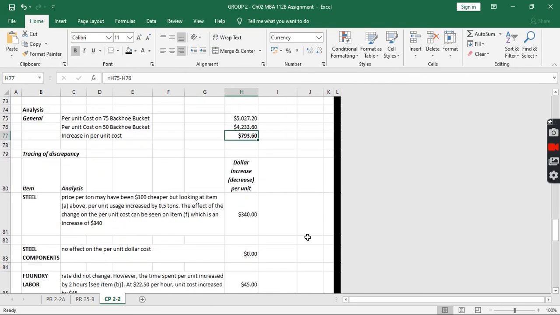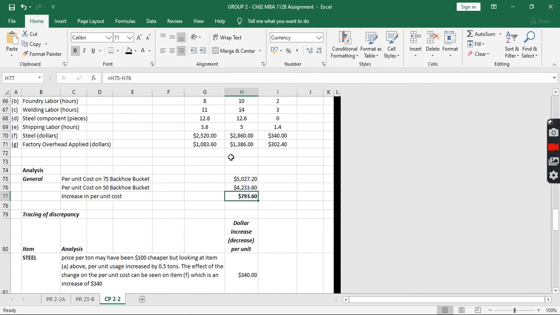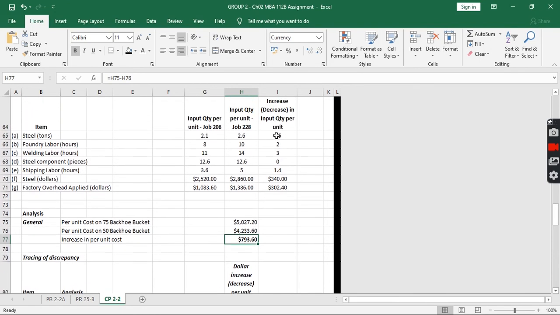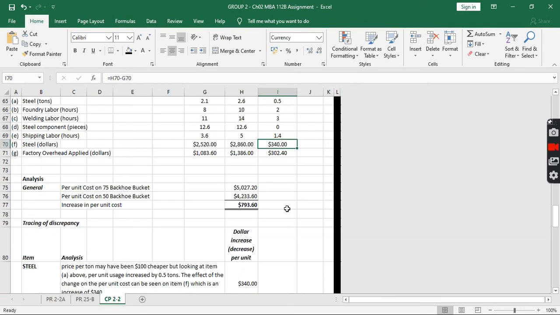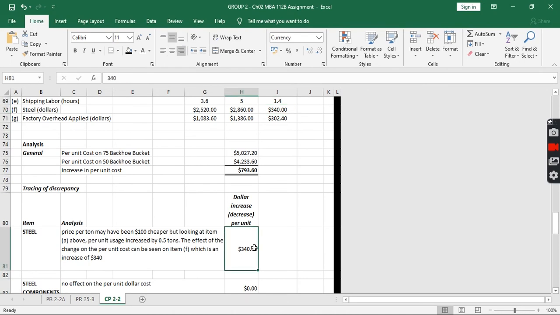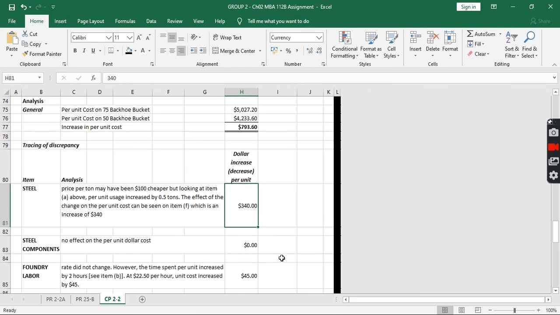So first on our steel, the price per ton may have been $100 cheaper, but looking at item A above, as you can see, a 0.5 ton per unit increase was observed. And here on our item F, due to this increase, an increase of per unit cost amounting to $340 was observed. For our steel components, no changes or no effect was observed.